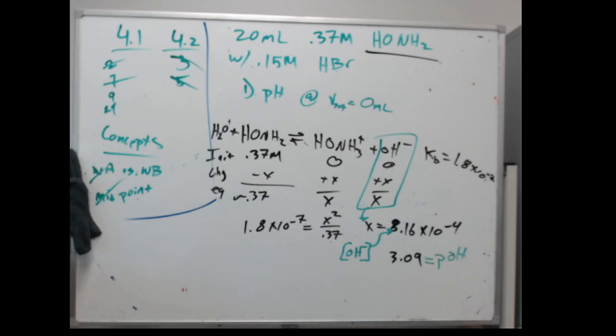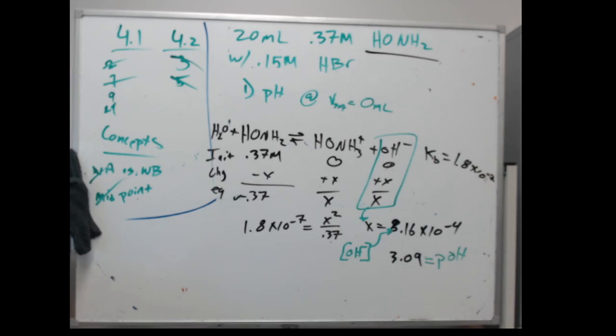What just confuses me though is, if x is the same thing as the HONH3 concentration, then that would be the proton concentration. But that's not pH. pH is just acid versus base. So we got to do 14 minus 3.09, and we get a pH of 10.91.